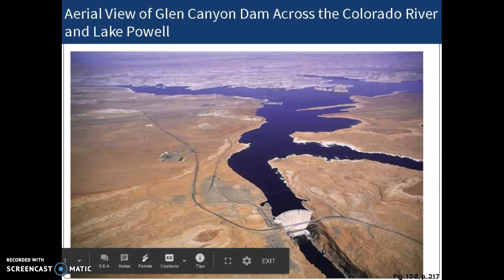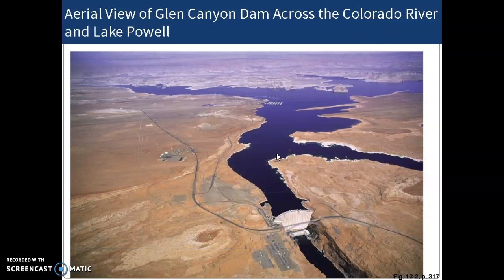Another aerial view. This is the Glen Canyon Dam across the Colorado River. It creates Lake Powell. So there's not actually supposed to be a lake there. It's just how it's overflowed from putting up the dam and blocking the river.